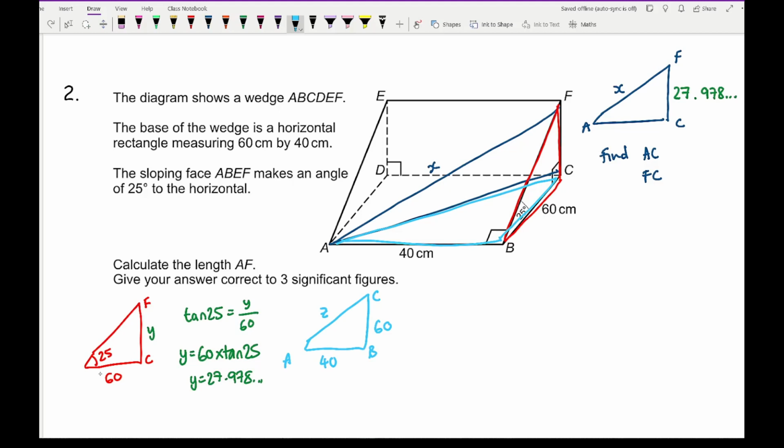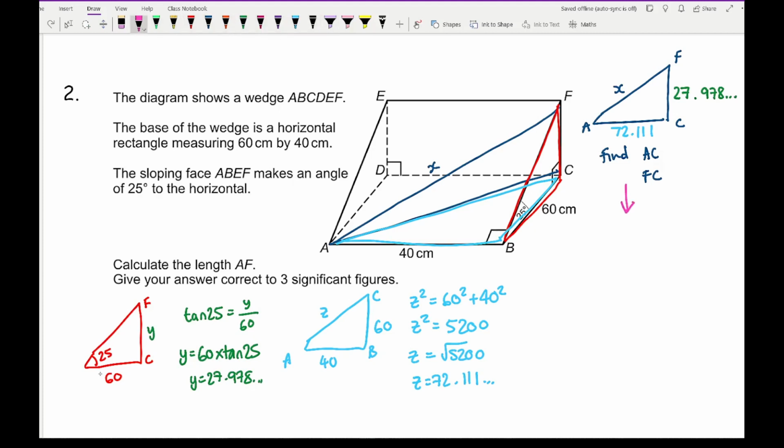It doesn't matter what your letters are called. Z squared equals 60 squared plus 40 squared, which equals 5,200. So Z equals the square root of 5,200, which gives me an answer of 72.111. I can label this as 72.111. Now the question is asking me to find the length AF. So now I've got two sides, I can work with that initial triangle that I drew.